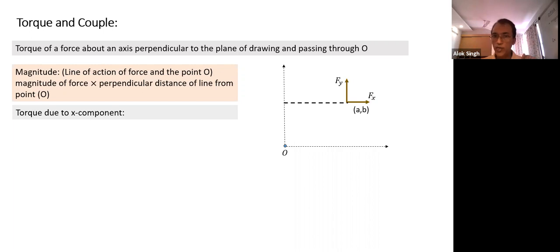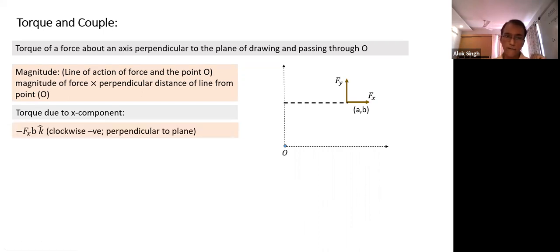So what is this perpendicular distance? I guess all of you can figure out. It is equal to the y coordinate. So the torque due to the x component will be minus Fx into b. Why have I put the minus sign here? This torque is tending to rotate it in a clockwise direction, perpendicular to the plane.